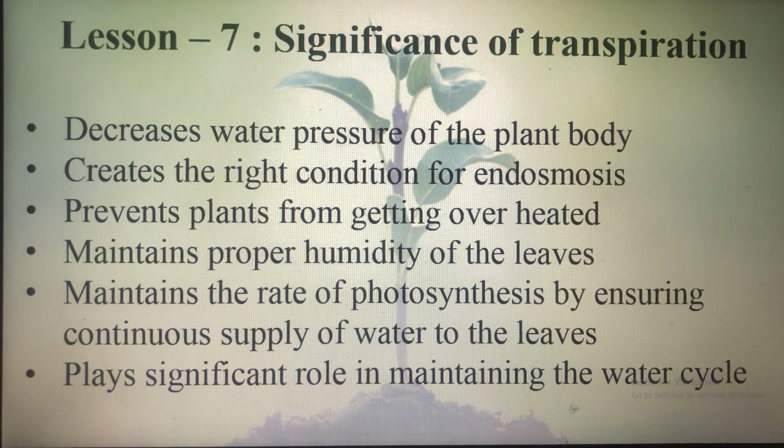Next, transpiration plays a significant role in maintaining the water cycle. Due to transpiration, terrestrial plants convert land water into water vapors that go out in the atmosphere. So thus it helps in maintaining the water cycle. Then a huge amount of water is released in the atmosphere in the form of water vapor during transpiration. These are all playing a very important role in maintaining the water cycle.